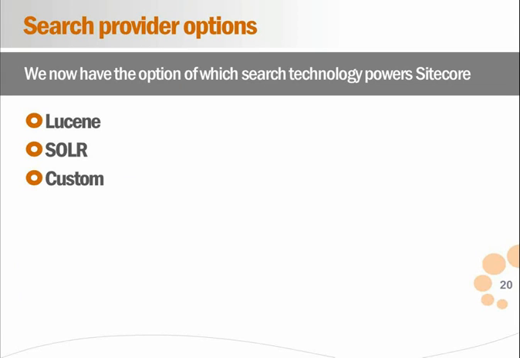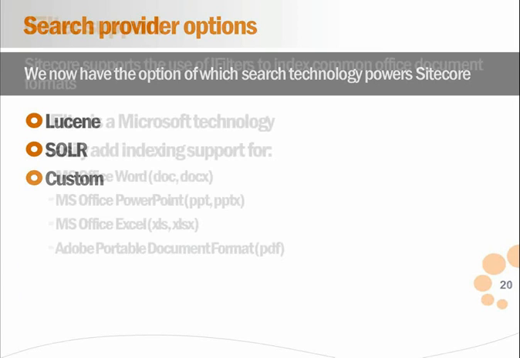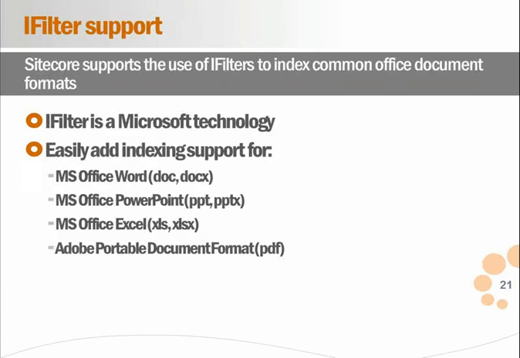Sitecore 7 now includes IFilter support. IFilter is a Microsoft technology, and it's a standard for extracting text from different document formats. So for example, I want to extract the text from a Word document or a PowerPoint document or an Excel document or a PDF. These are the most common types of documents that I see used on websites and people wanting to upload into the media library.